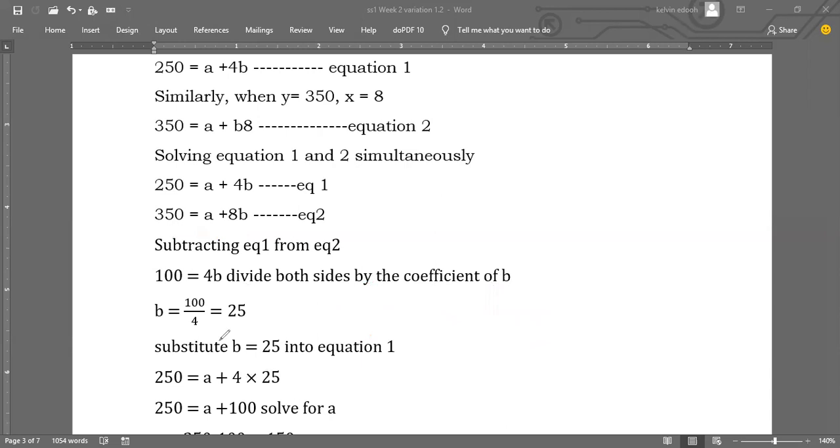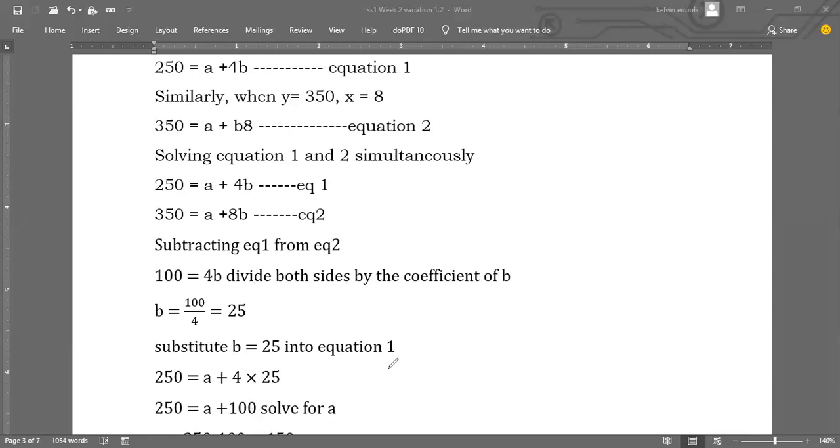The next thing now is to substitute b into any of these equations. You can decide to choose equation 1 or equation 2. And I just decide to choose equation 1. The reason why I choose equation 1 is that when I look at the coefficients, the value here is a bit small. They do give you the same answer. Just use any one. So I'll substitute that into equation 1. Remember, equation 1 is 250 equals a plus 4 times what? Our b is 25. So you have 250 equals a plus 100.